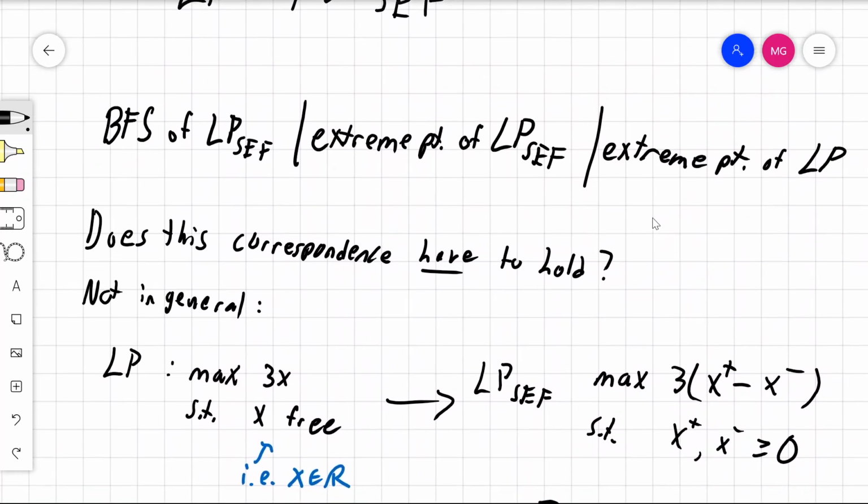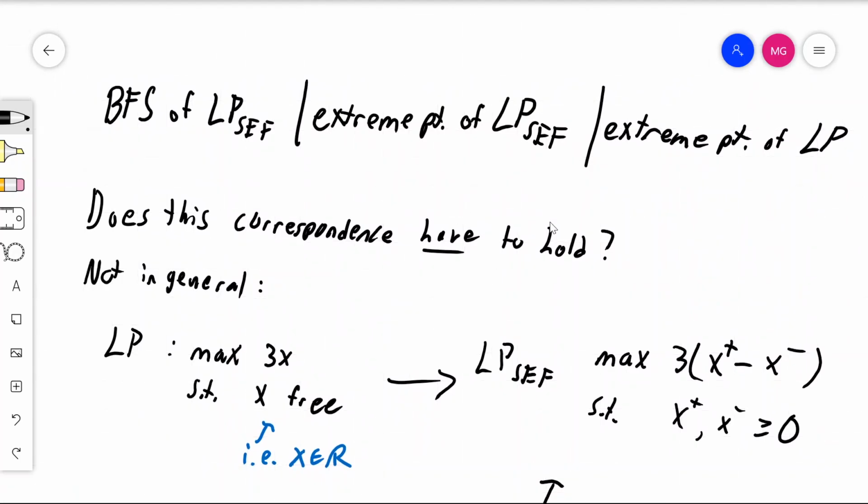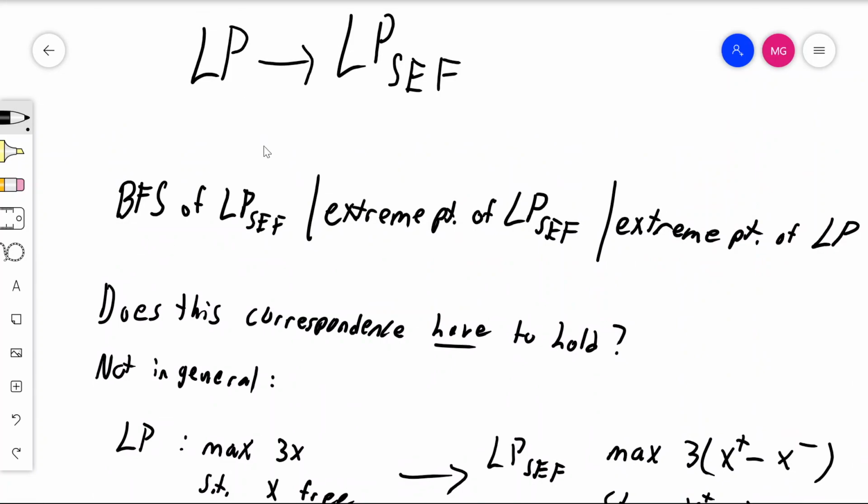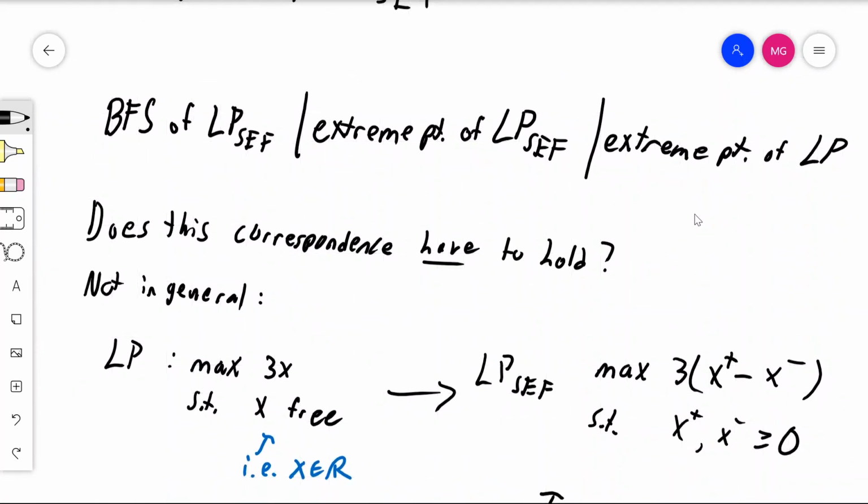But the question now is, does this correspondence have to hold? That was an example, but does it hold for any linear program? You just take the standard equality form version of the linear program, and then this equivalence of basic feasible solutions of the SEF version, extreme points of the SEF version, and extreme points of the original. Does that hold? Well, the first equivalence does always hold. We already know that for standard equality form, basic feasible solutions and extreme points are the same thing. That's just always true. But it's the second equivalence: do extreme points of the linear program in SEF form correspond to extreme points of the original linear program? Does that have to hold? And the answer is no, not in general.